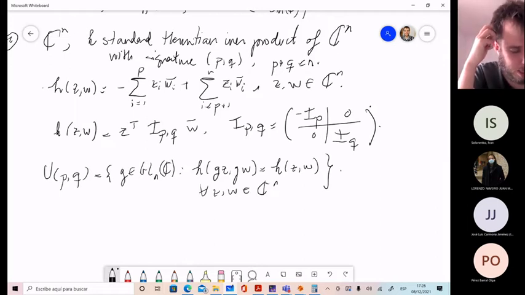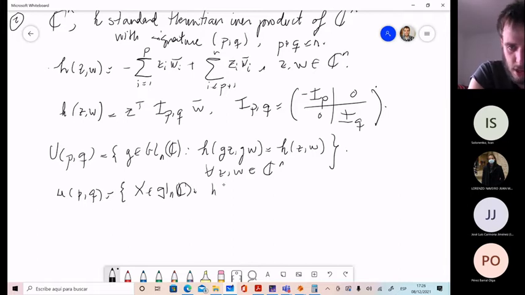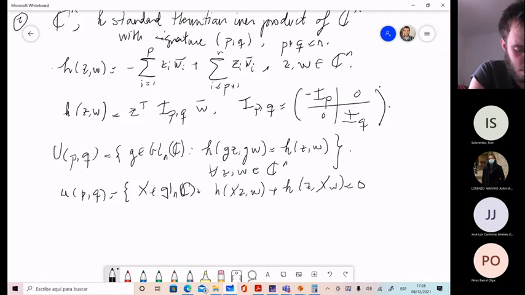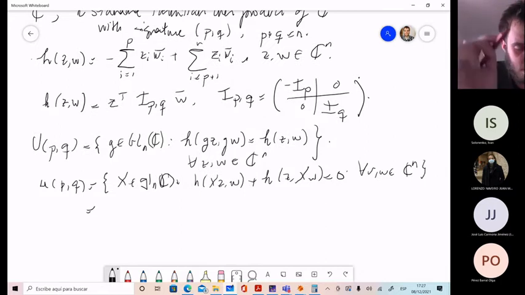So this is a non-compact Lie group in this case because it has signature. It's non-compact in general. It can be compact if p is equal to n and q is 0, or vice versa. Sorry. So now we can compute the Lie algebra of this, which is the set of matrices such that H of Xz, w plus H of z, Xw is equal to 0 for all z and w. Okay, this is easy to do.